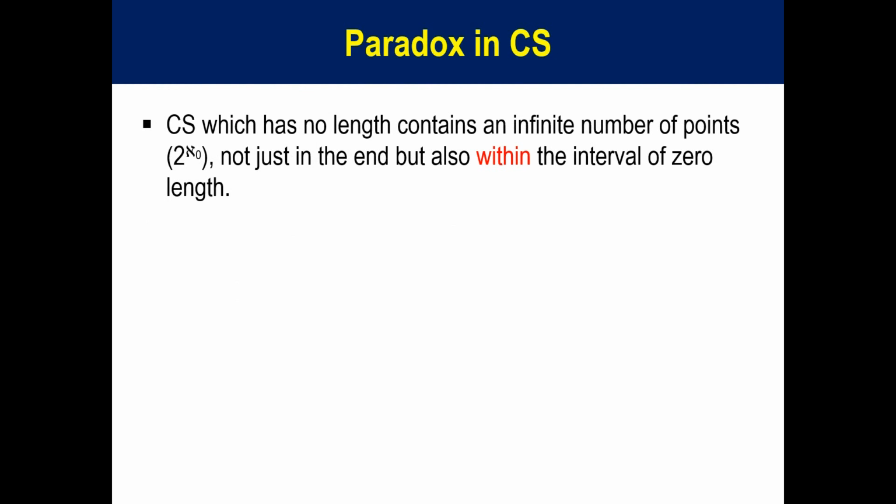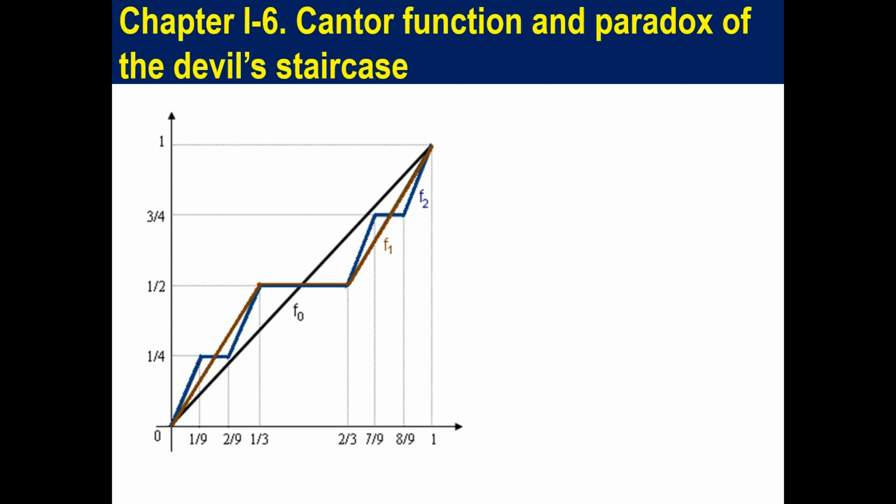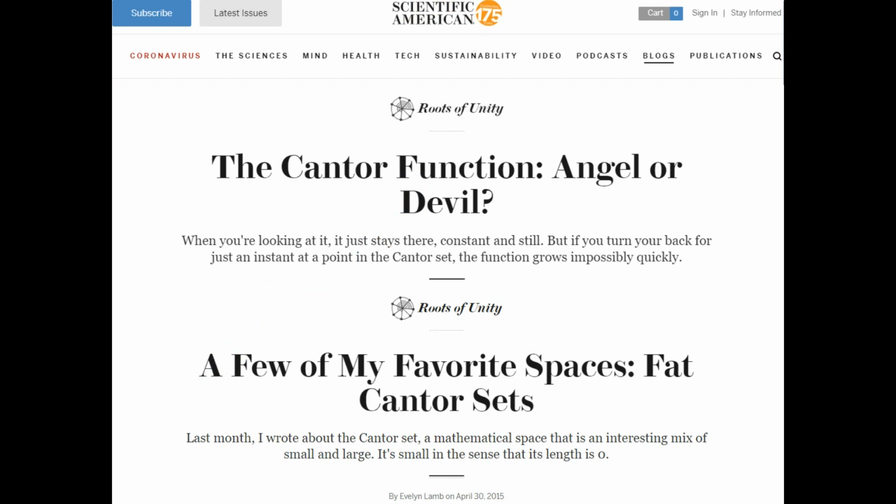So the paradox in the Cantor set is that it has no length but contains an infinite number of points, not just at the ends but also within the interval of zero length. As the Cantor function, the Devil's staircase, was presented so well in the previous video, I'll skip the discussion. I just want to mention that this is a very popular topic and appeared in the blog in Scientific American twice.